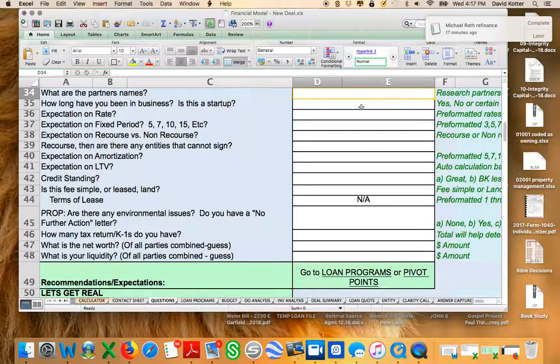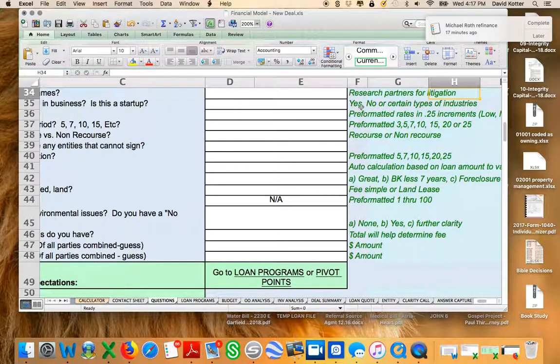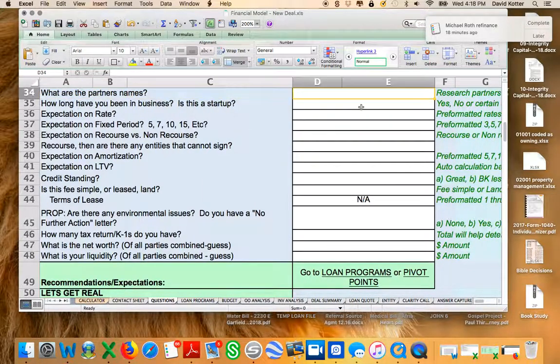We also need, what are the partners' names? You might want to do a little background check on them to make sure there's nobody that has litigation issues or just character issues. How long have you been in business? We want to know if they've been in business for 1 year or 20 years, or is it a startup? That makes a big difference in making a decision of whether we're going to proceed or not.